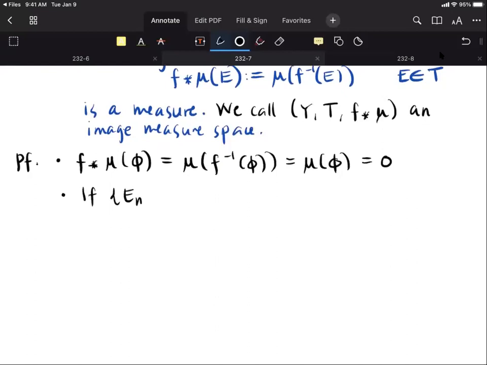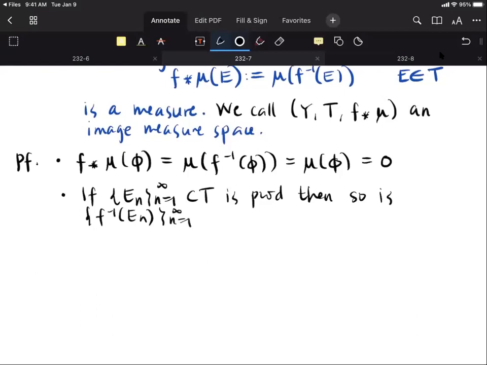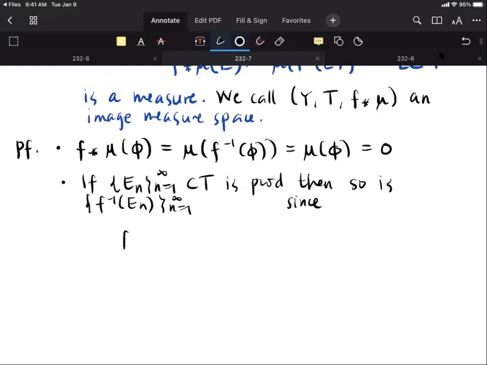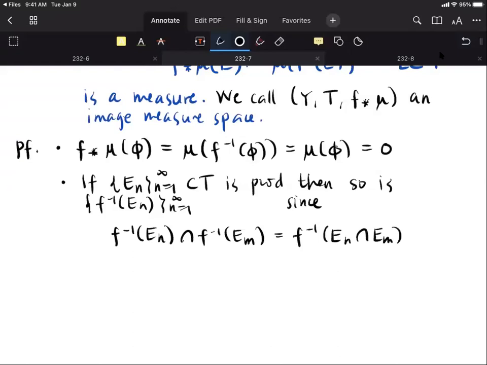On the other hand, if we have, let's say, a sequence of pairwise disjoint sets in the sigma algebra tau, so if this is pairwise disjoint, then so is the collection of inverse images. Since we just apply the properties of the inverse image of the intersection of two sets. So the intersection of the inverse images is the inverse image of the intersection, and this is equal to the empty set, provided that the indices are distinct.